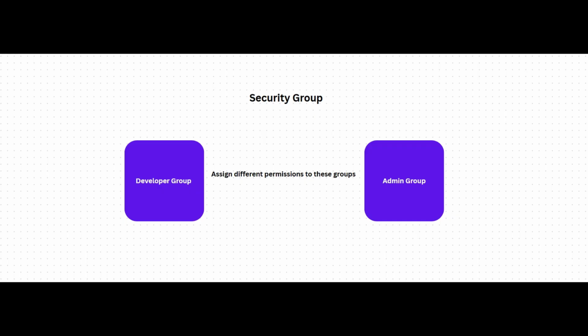For example, let's say we have a developer group and an admin group, and we can assign different permissions to these groups, like who can deploy apps, who can access the database, or who can manage the resources. So instead of assigning permissions individually, we can assign them once to the group, and all the members automatically get the same access. These groups are mainly used for role-based access control, which we call RBAC, and security management in both Azure resources and applications.